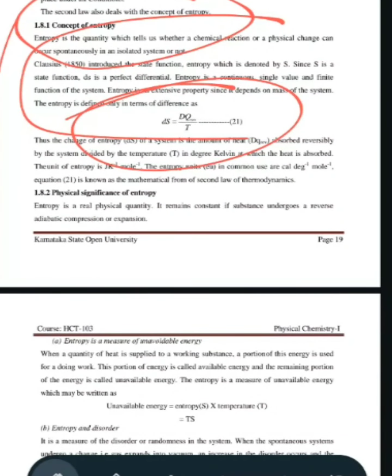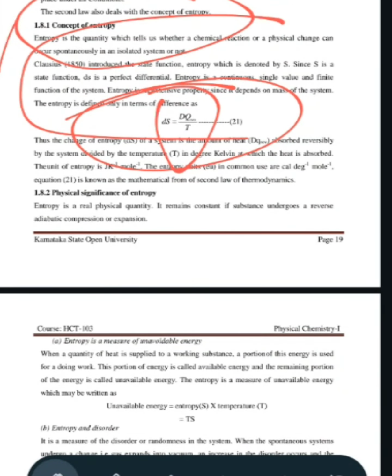Delta S is equal to dq by T. dq is the amount of heat absorbed by the system. So whatever the heat absorbed by the system, that can be represented as dq by temperature. Temperature can be measured in degree or Kelvin.